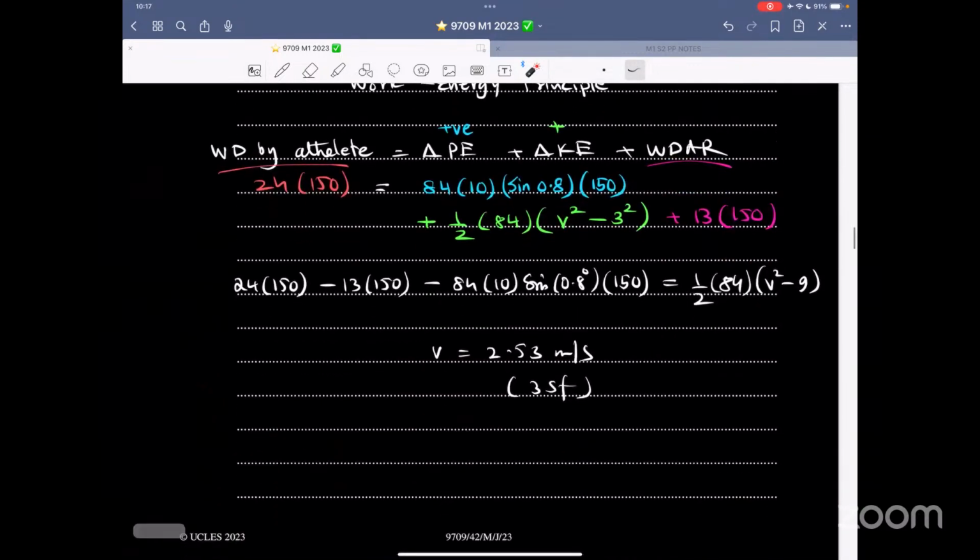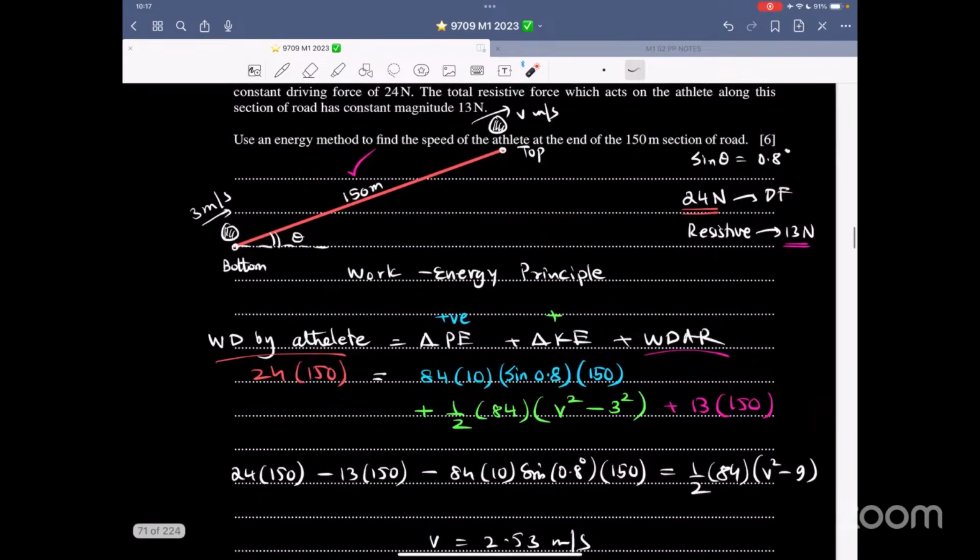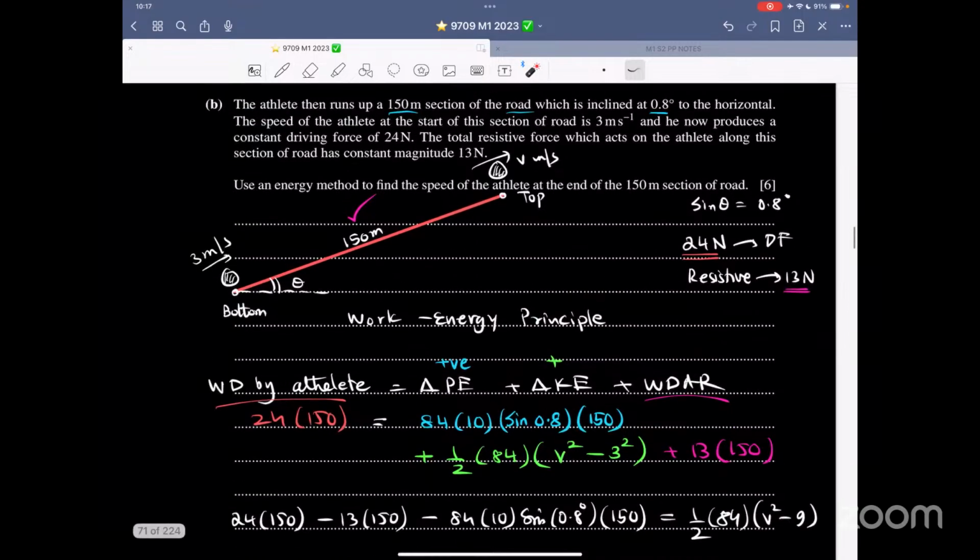And it's for how many marks? It's for 6 marks. The space is very less, but the marks are more, because very little working is required. Now, this is the concept in which sometimes an athlete is running, sometimes there is a cyclist, sometimes there is the engine of a car or a van or a motorcycle or a bike or an airplane. So the working is this: work done by the engine, by the athlete, should equal change in potential plus change in kinetic plus work done against resistance.